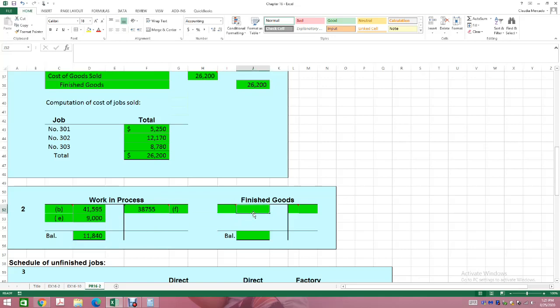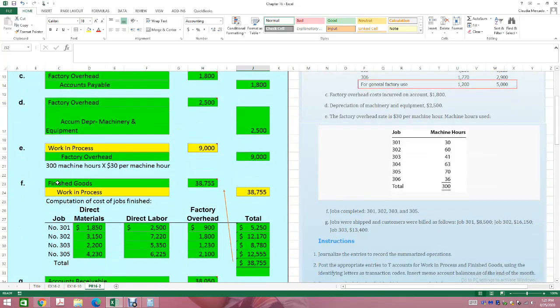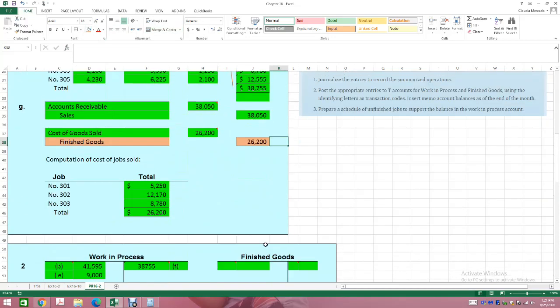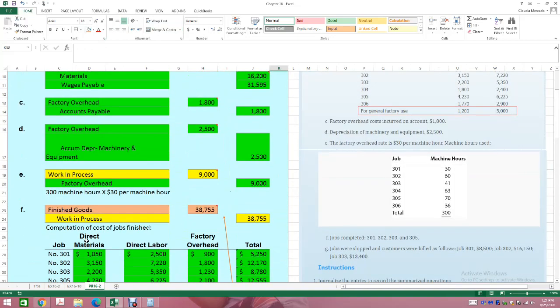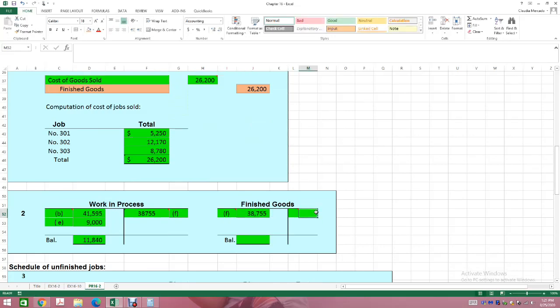Now we have our finished goods. We're going to look for anything that has finished goods on it. Right here, finished goods, and we have another one over here, finished goods. So we have two entries to finished goods. The first entry is letter F, and we have a debit of 38,755. And then we have letter G.